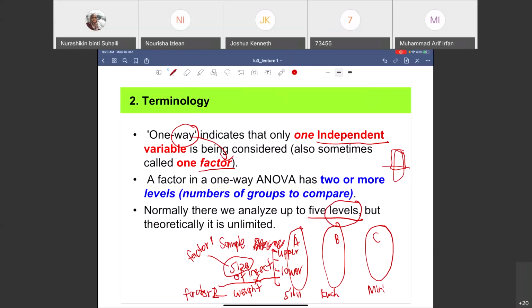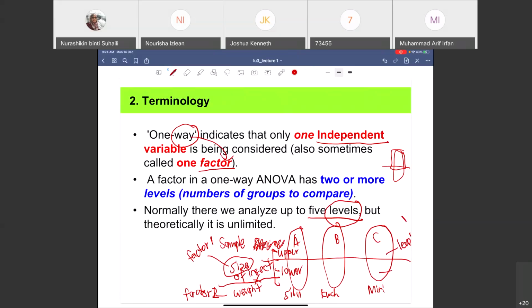Okay, for example, just now you divide it into upper and lower, and you want to analyze throughout the samples that you have from Cebu, from Kuching, from Miri. So how does the upper size of the insect vary from sample A, from sample B, from sample C? So this one is called level. Obviously, if you have upper and lower, the first level is upper, and the second level is lower. So you have 2 levels.